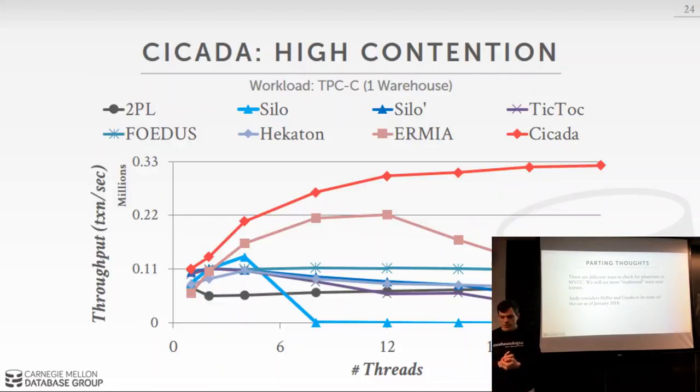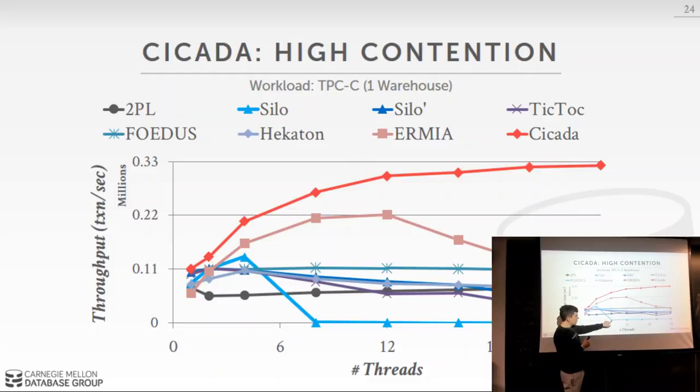Why does Silo fall off so sharply? His question is, why does Silo fall off so sharply? I don't remember. I think this version of Silo came from Xingyao, who did TicToc with me. So I think there's something in his implementation of Silo that doesn't match exactly what the original Silo did. Like I know it also wasn't using Masstree, which is the index that Eddie Kohler built for Silo. Whereas the Silo prime, this one here, is actually with Masstree, and there are some other optimizations they do as well. But I don't know why it actually falls off.